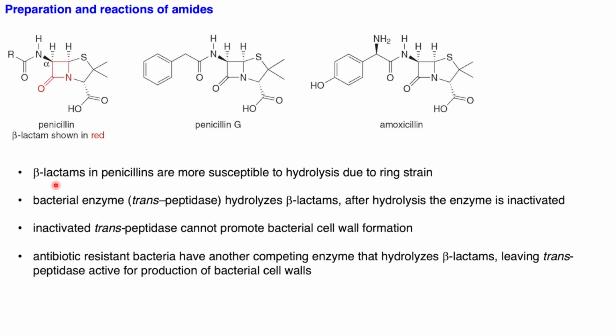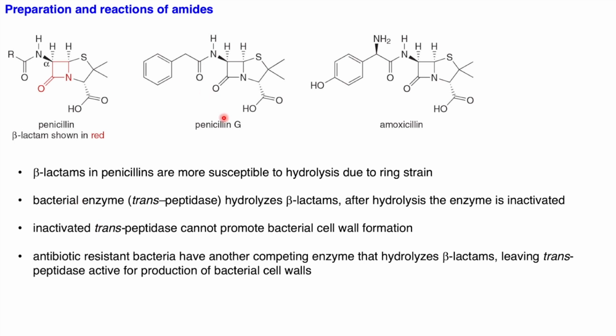Beta-lactams are susceptible to reaction with water to form the carboxylic acid. And the reason they're more susceptible to doing the reaction that was on the previous slide is because of the ring strain. Because this is a small four-membered ring, there's a lot of ring strain in it, and that makes the nucleophilic acyl substitution more favorable, or that ring opening more favorable. It makes this nitrogen a better leaving group.